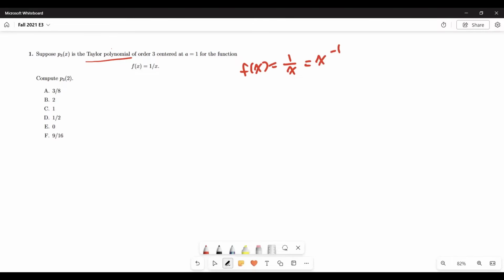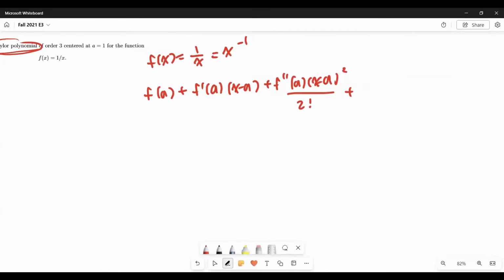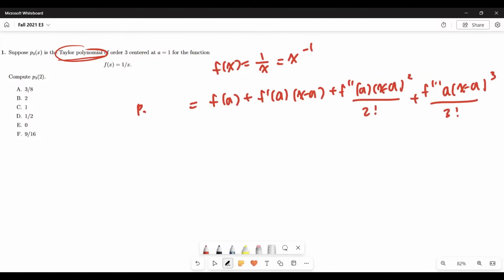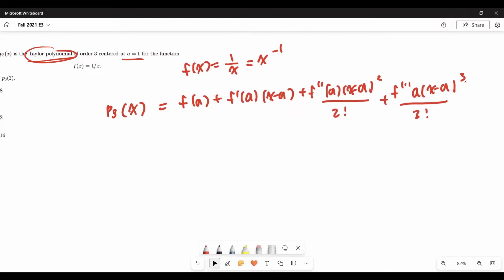And if you remember your Taylor polynomial, it's always like f(a) plus f prime of a times (x minus a), plus f double prime of a times (x minus a) squared over 2 factorial, then f triple prime of a times (x minus a) cubed over 3 factorial. So this is what we want to find, P3 of x for now. Okay, so f of a, where a is 1, so f of 1 is just 1.